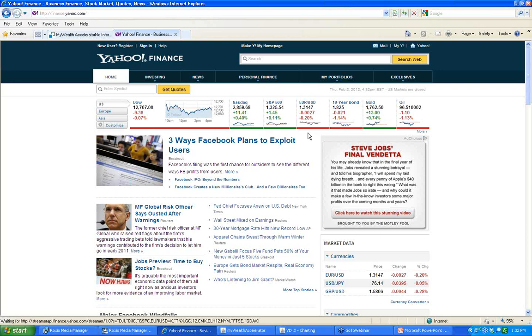NASDAQ is really the only part of the markets that had some gains that are worth noting. But even that, it wasn't even 0.5%. It was 0.40%. This is all due to some mixed earnings. Some of the better earnings were on the NASDAQ, and you can see that's obvious here with the gains that the NASDAQ had. Otherwise, not a whole lot going on. It was a very flat day after yesterday's nice little rally. So we can go ahead and take a look at the charts.